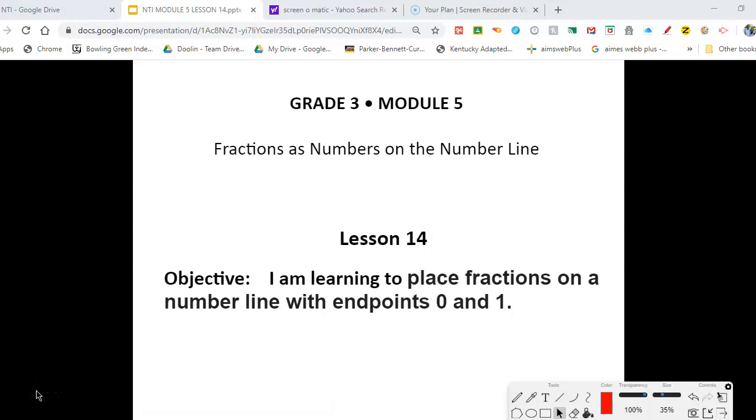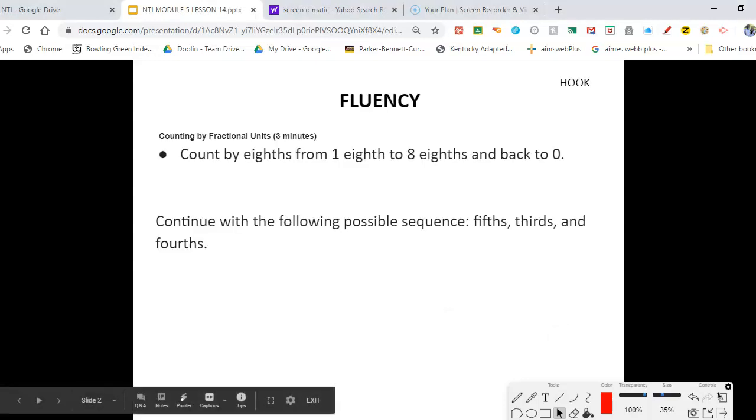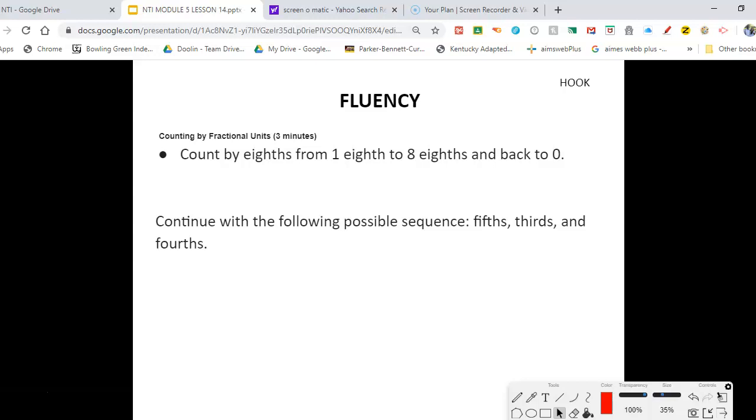Today we are going to begin working on fractions as numbers on the number line. We began learning about fractions on a number line when we left in March. So the first couple of days is going to be a review. We are learning to place fractions on a number line with the endpoints of 0 and 1. Let's start out by counting by eighths from 1/8 to 8/8 and then back to 0.